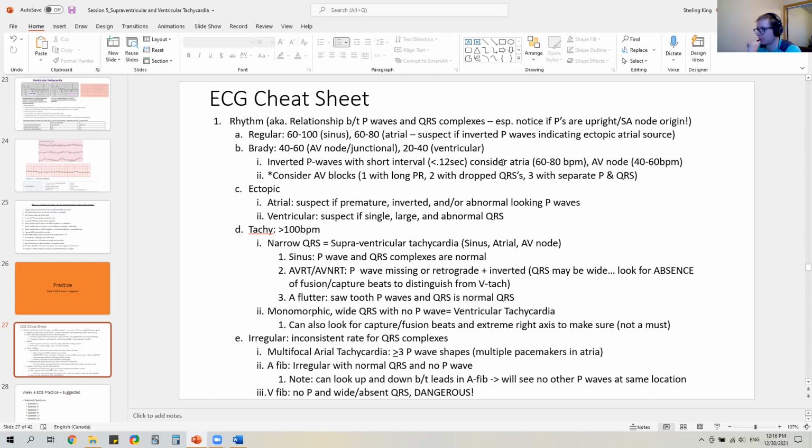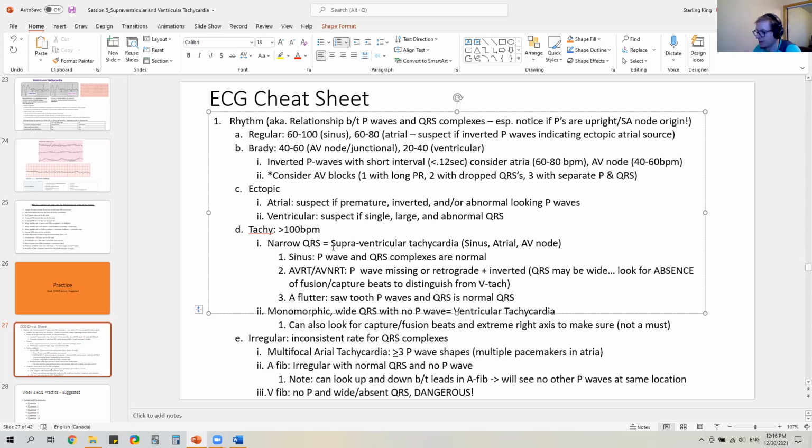Inverted P waves with a short interval suggest atrial origin, because the atria are firing right there; maybe the AV node if it's a slower rhythm. There are also AV blocks, which I'm going to talk about in another lesson, so we'll skip those for now. Ectopic: if you're getting premature, inverted or abnormal-looking P waves, they just stand out. It's not really a tachycardia, just a weird beat. Ventricular is the same idea: it's not tachycardia, just an irregular beat through the PQRST, and you can see it.